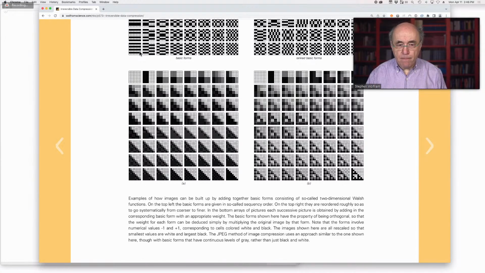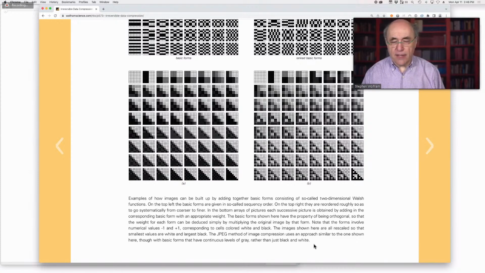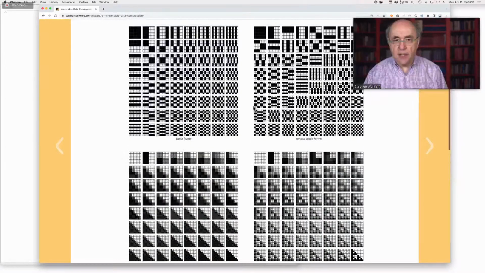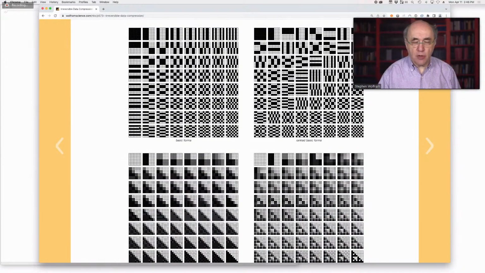I'm talking about the fact that JPEG uses an approach much like this. But the question is, which of these forms actually occur most often in the picture? In other words, if we're encoding the picture, we have to say, oh, we've got 3 of this form and we've got 1 of this form. And it's more important to do that than to say how many of this form down here we have.